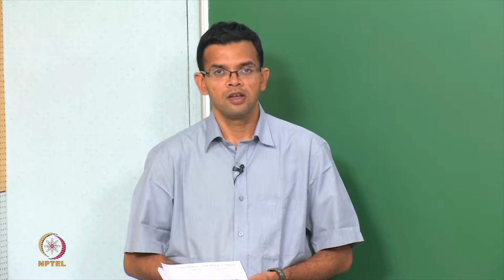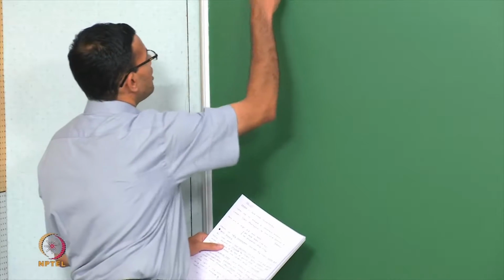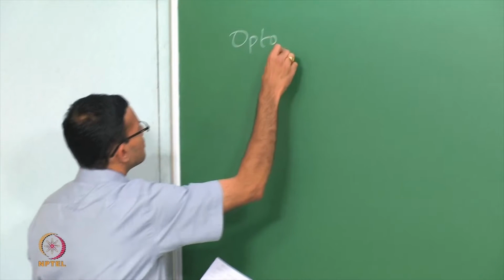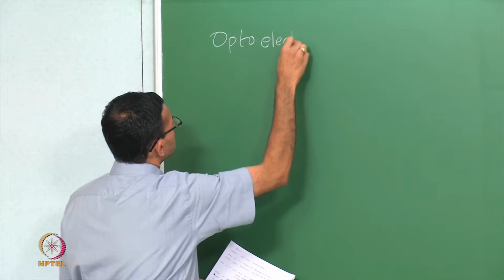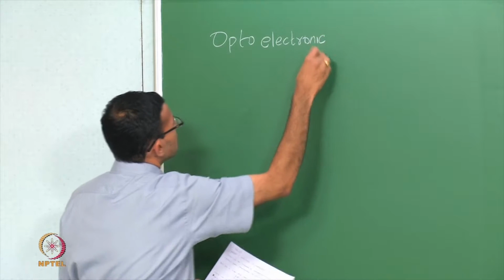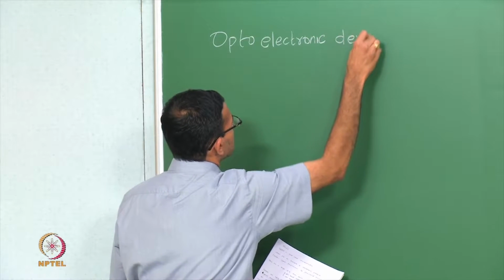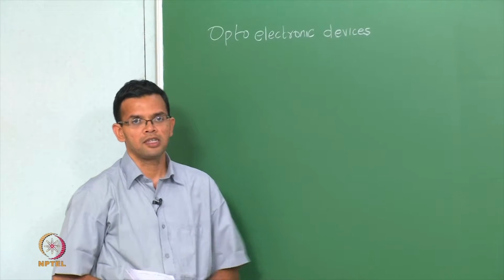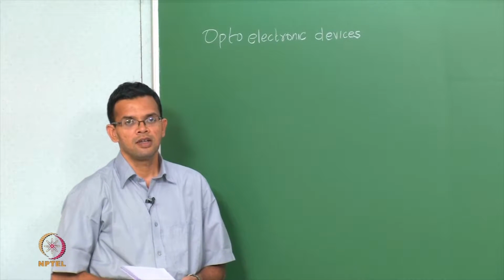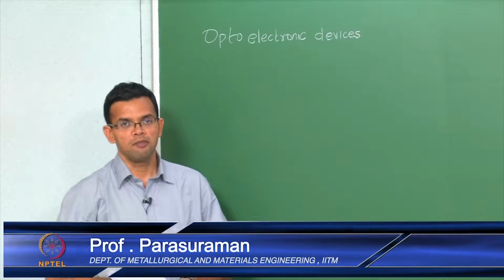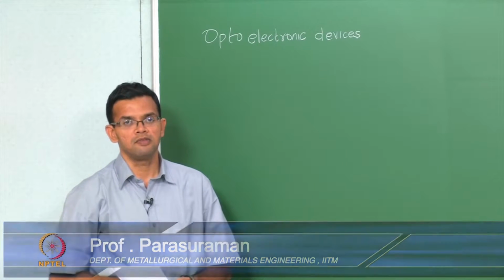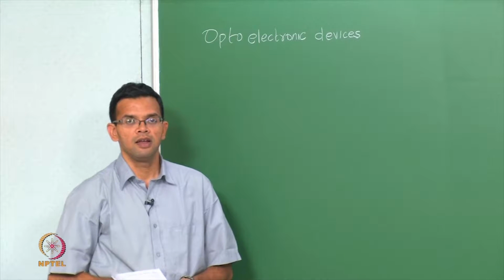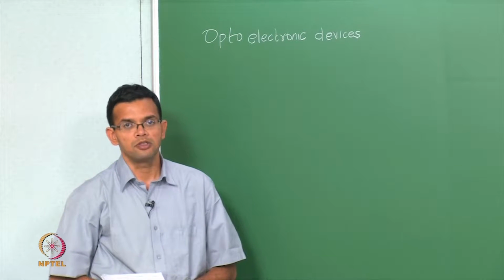Let us start with a brief review of last class. For the last couple of classes, we have been looking at optoelectronic devices. These are devices where there is interaction between incident light and the electrical properties of the material, or you have a situation where electrons and holes recombine in order to give you a light output.